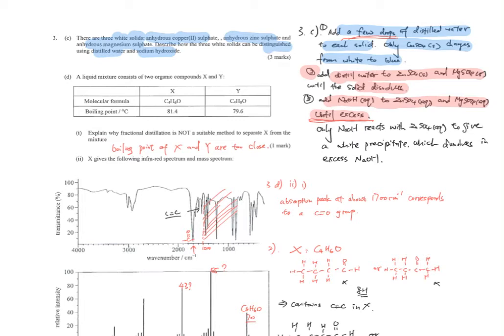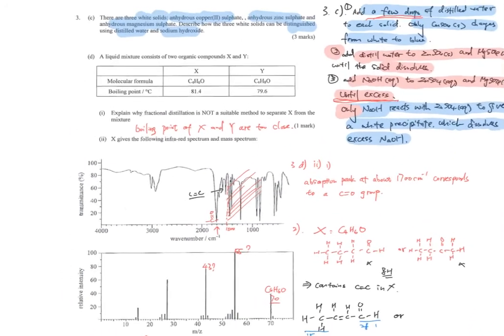So after that, only sodium hydroxide reacts with zinc sulfate to give a white precipitate, and then this precipitate will dissolve in excess sodium hydroxide. Okay, that means that sodium hydroxide can still react with magnesium sulfate to form a white precipitate. But this precipitate formed by the magnesium ion cannot dissolve in an excess amount of sodium hydroxide. Okay.